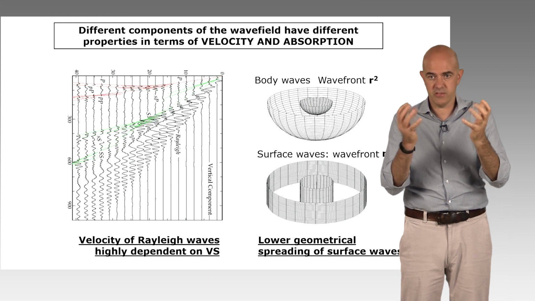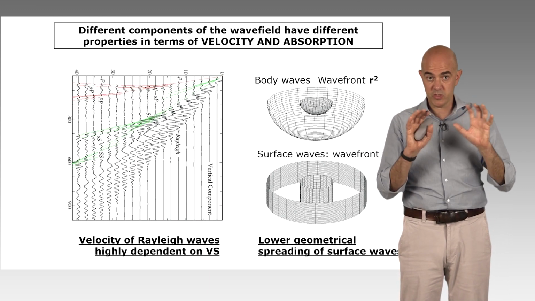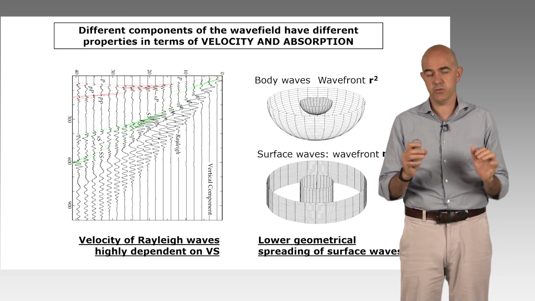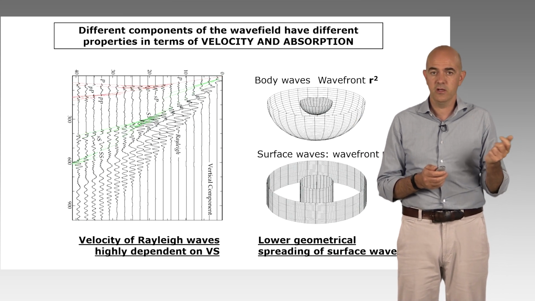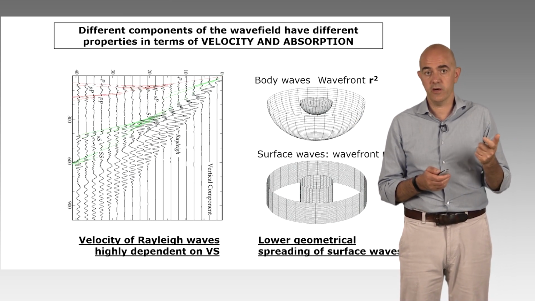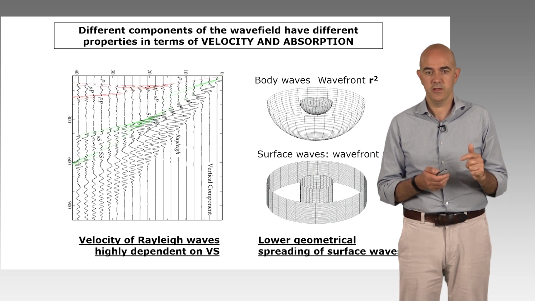The wavefront will increase with the square of the distance, and the energy will spread over a surface which is increasing with the square of the distance. So the geometrical spreading will be related to the square of r, the distance from the source.